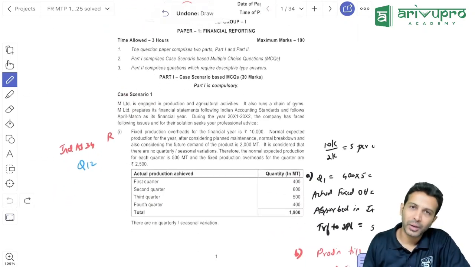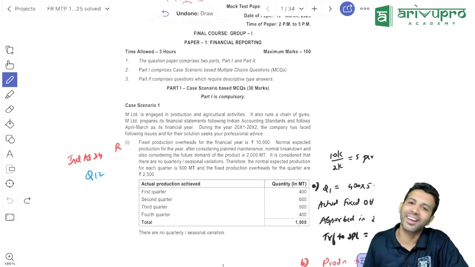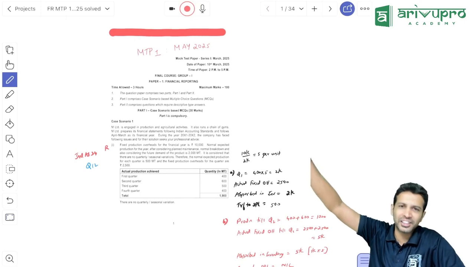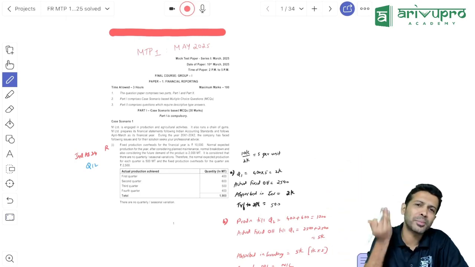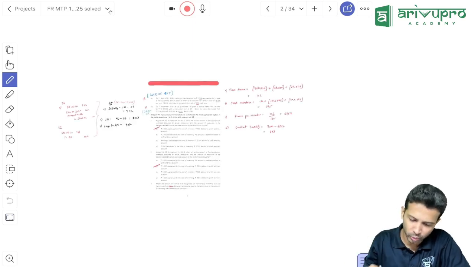Case scenario number 1. I've given you the reference also. This is Ind AS 34, question number 12 in our class notes. Ditto, copy paste. Just that the question was asked in a descriptive format. Same descriptive, they made it an MCQ and asked the answer. So this is the same ditto question.